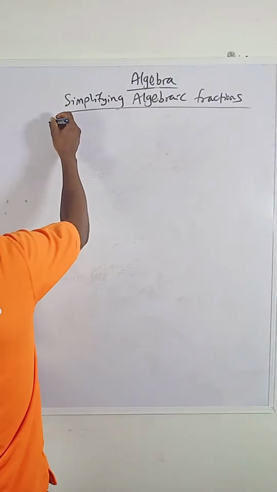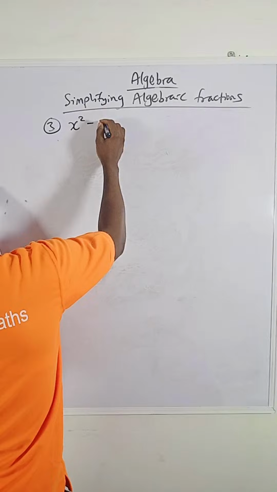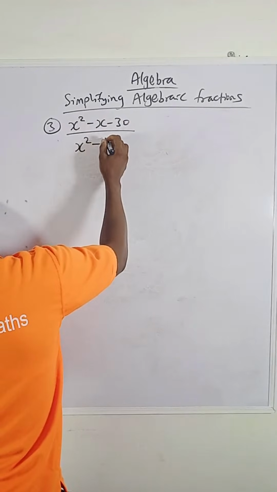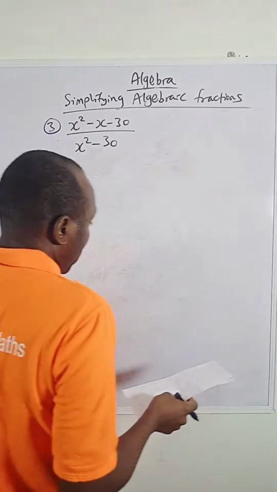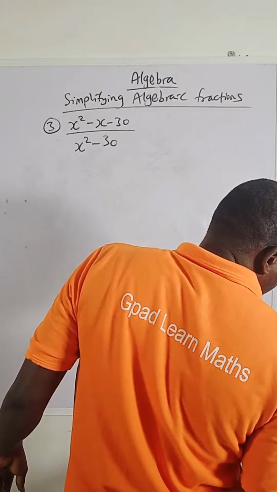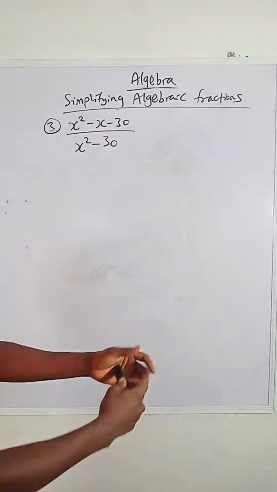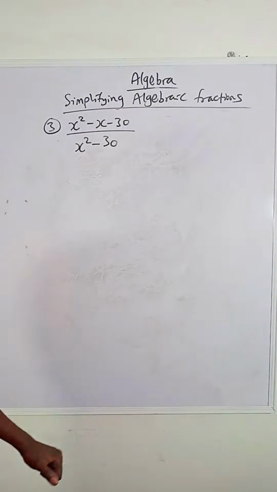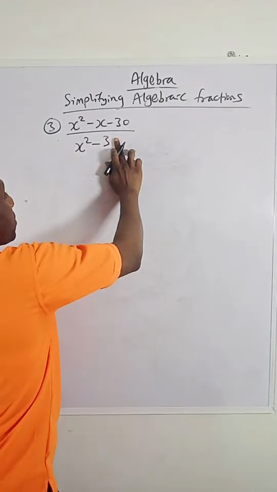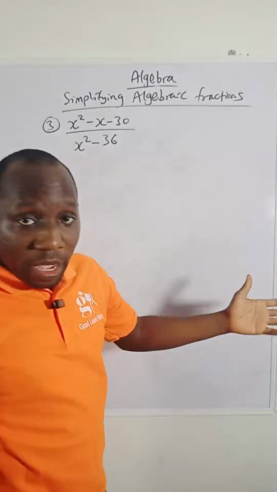All right, number 3 under this one. This is x squared minus x minus 30 over x squared minus 36. Okay, is that 36? I hope that is right. Okay, I'm beginning to think this is not 30. This should be 36. Not 30, yeah, 36. Okay, are you ready, people?